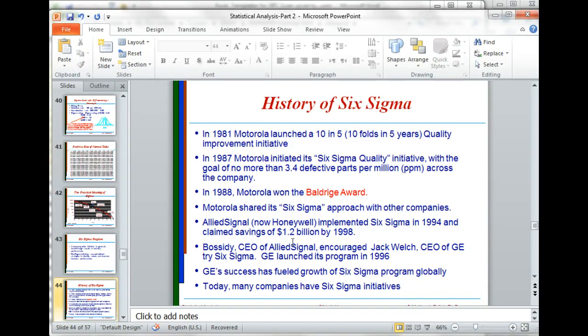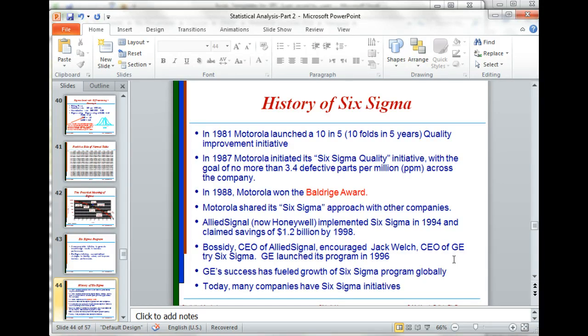Some companies started to look at it, in particular Allied Signal, which is now part of Honeywell. Larry Bossidy was the CEO of Allied Signal. He used Six Sigma in his company and was claiming that he saved a significant amount of dollars because of that reduction in defects. Maybe he was playing golf with Jack Welch, the CEO of GE, and said, hey, Jack, you really should look into this. There's money to be made.